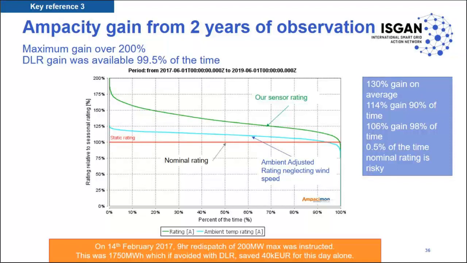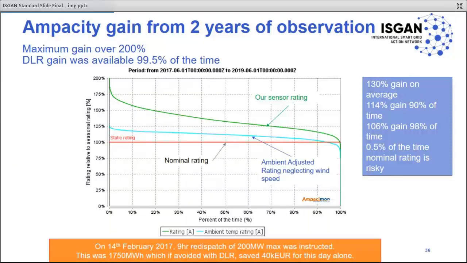For example, let's take 14th of February 2017. The Neugas power plant at the north of the Ost line was instructed to reduce its output by 200 megawatts from 7 a.m. to 4 p.m. This totaled 1,750 megawatt hours of reduction in production in that day.